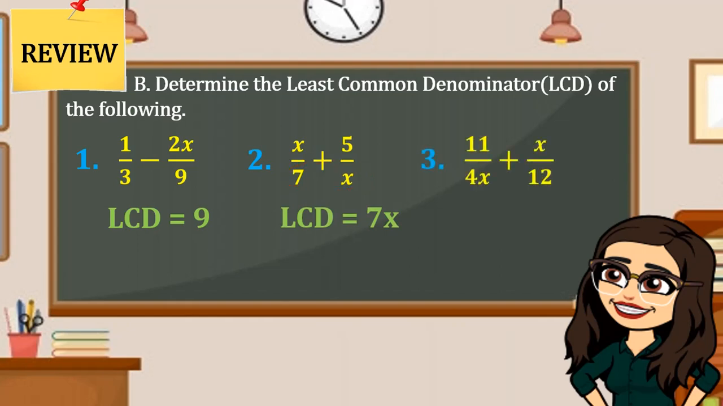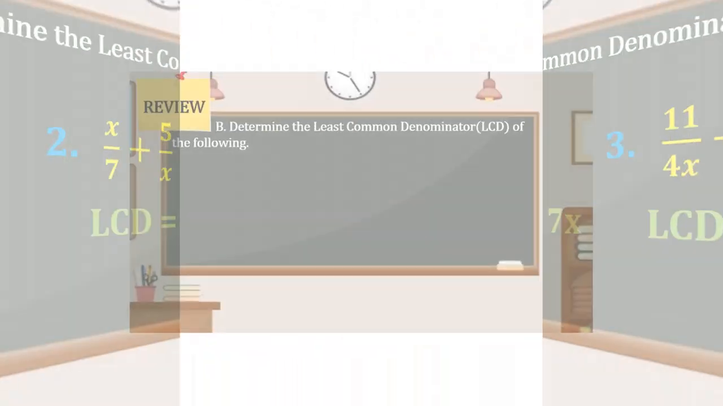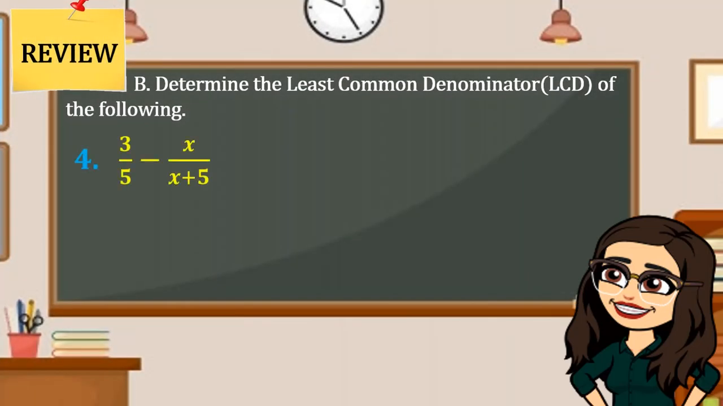Number 3, 11 over 4x plus x over 12. So the LCD of 4x and 12 is? That is correct. The LCD is 12x. For number 4, 3 over 5 minus x over x plus 5. So the LCD of 5 and x plus 5 is? So that is correct. The LCD is 5 times quantity x plus 5.